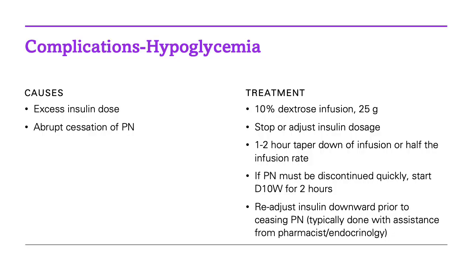Causes of hypoglycemia could be excess insulin dose or an abrupt cessation of PN. Treatment would be a 10% dextrose infusion, 25 grams. We can stop or adjust the insulin dosage. A 1 to 2 taper down of the infusion or half of the infusion rate could be helpful. And then if you have to discontinue PN abruptly, you can start D10W for 2 hours. Readjust your insulin downward prior to ceasing PN, and this is typically done with the assistance from pharmacist or endocrinology.